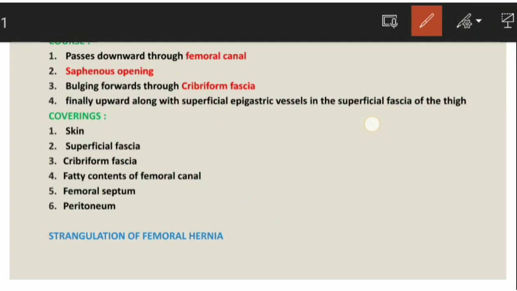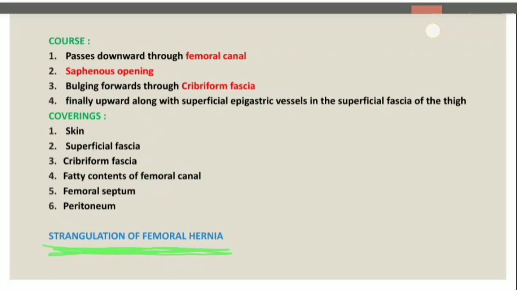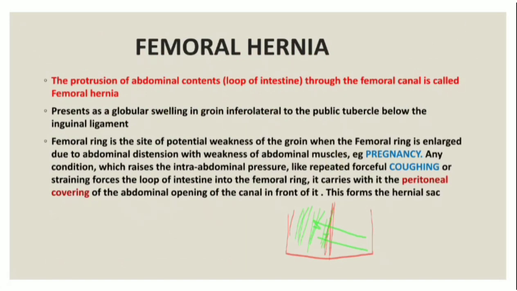What do you mean by strangulation of femoral hernia? Many books do not have it. Only now has it been included in your portions. Only last year was strangulation of femoral hernia included. That is, when this loop of intestine, I said right, the abdomen. So imagine this as the abdomen and this as the femoral canal. When the contents of the abdomen enter the femoral canal, they get stuck. Then what happens? How will the patient feel?